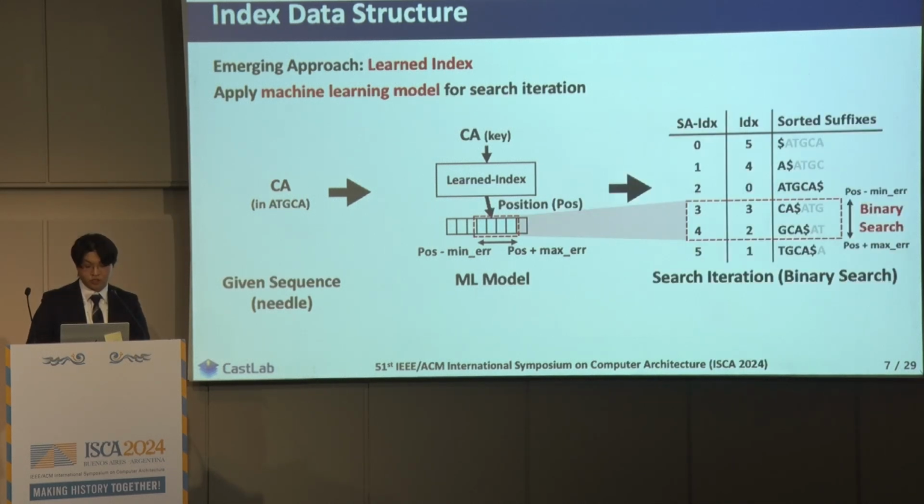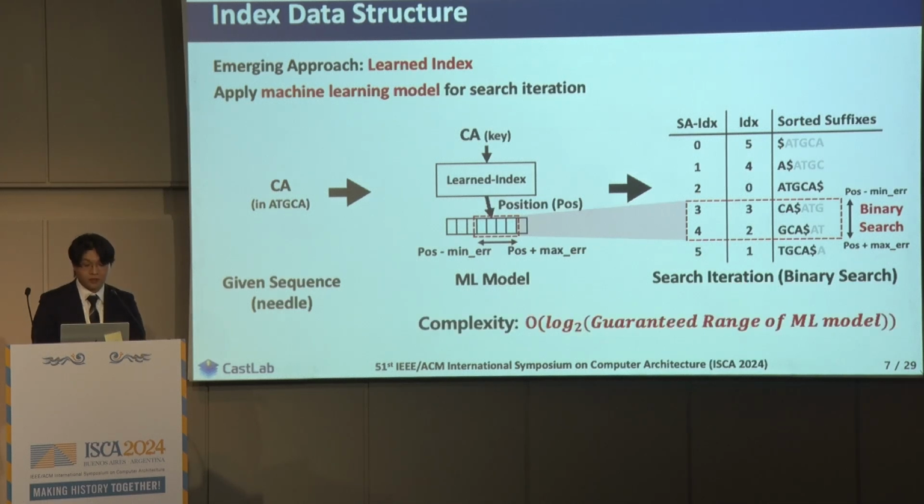From the given range, we need to perform a binary search. Therefore, the complexity of the algorithm is the log of the given range, and using the learned index is much more memory friendly compared to the conventional algorithm because complexity does not increase proportionally to the sequence length.